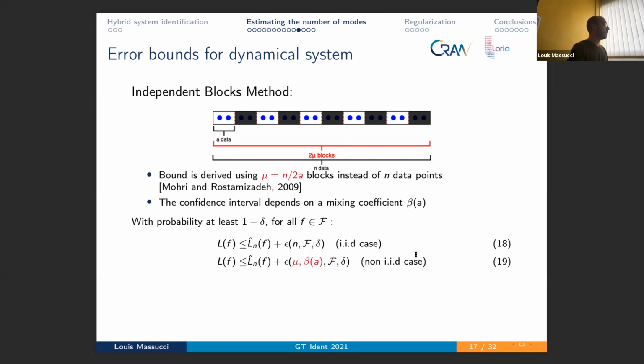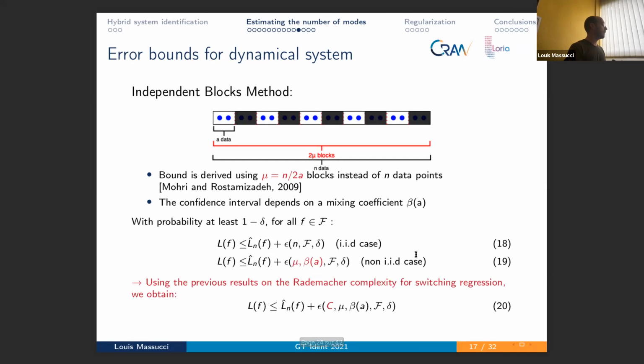So now that we have a bound that holds for the non-IID case, we just have to adapt it to the previous result I just presented in the switching regression case using Rademacher complexity. And so we can obtain a confidence interval similar to this case and adapted with the C parameter that represents the number of modes of the switching system.